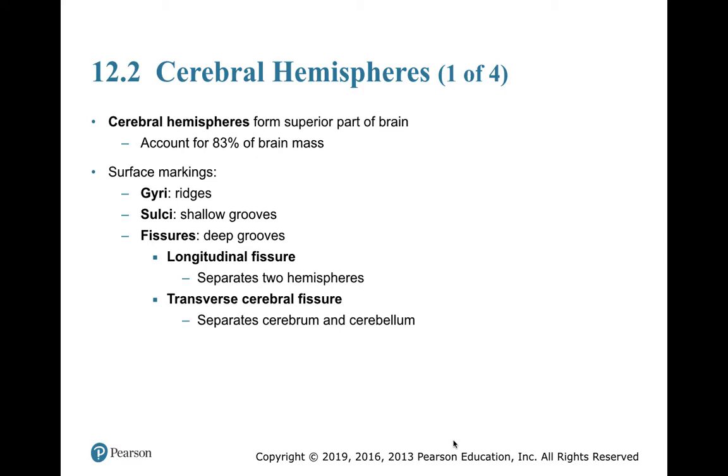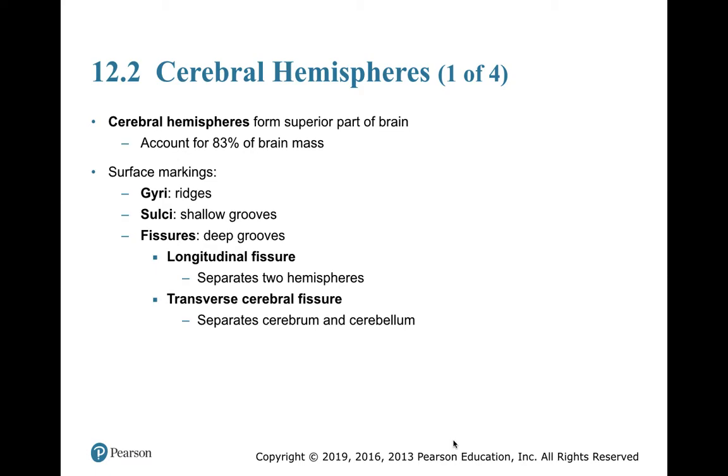The region of the brain we're going to discuss is the cerebral hemispheres. Cerebral hemispheres make up about 83% of the brain mass. It's the biggest part of our brain, and you can imagine that this set of slides is going to take a few minutes to get through because of that, a little longer than the other sections probably.